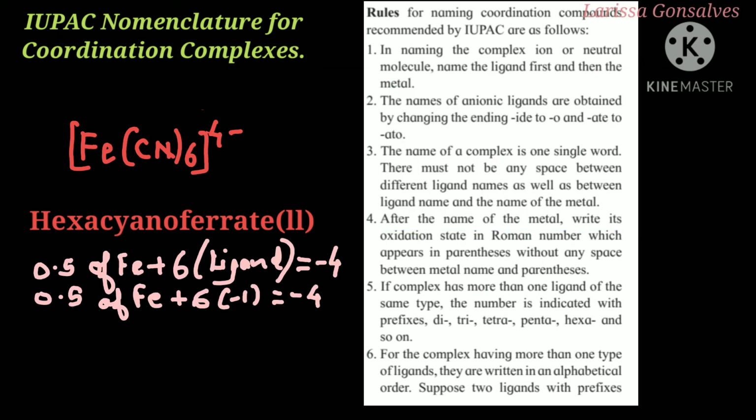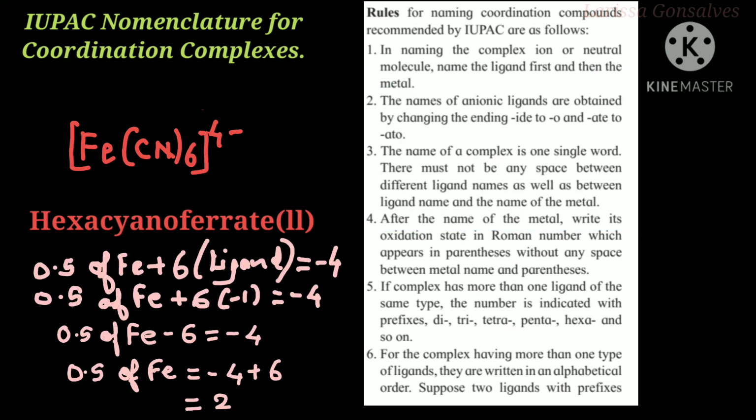So hexacyano, and then the name of the central metal ion. So this is Fe, which means ferrous, right? Because it is an anion, we have to put "ate". So it will be ferrate. So hexacyanoferrate, and then you need to find the oxidation state. So how are you going to find the oxidation state of Fe?